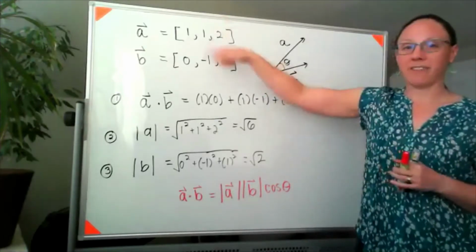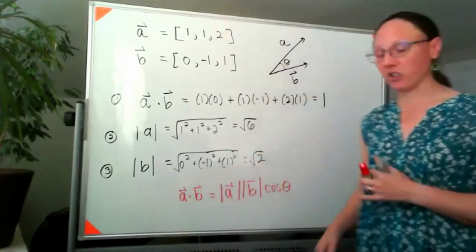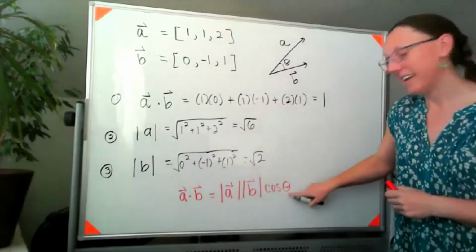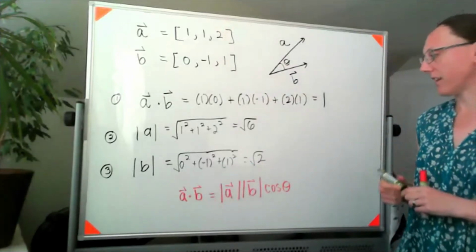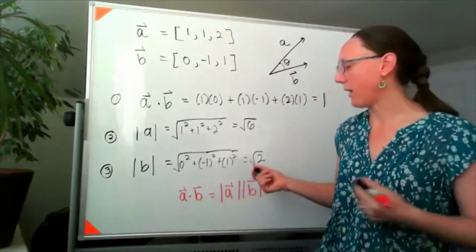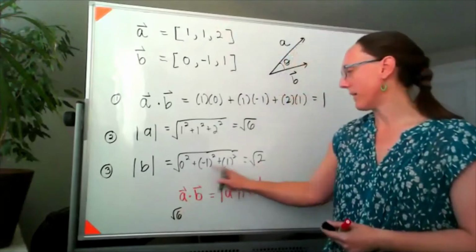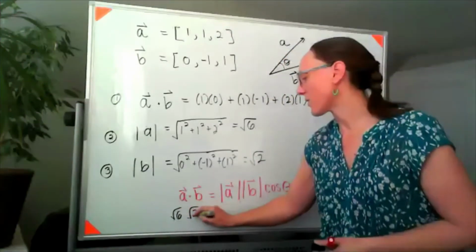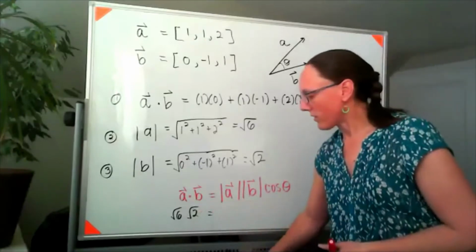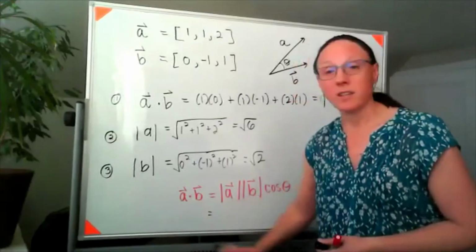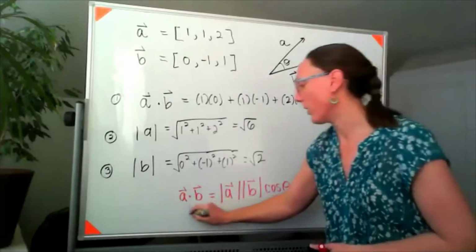So if I wanted to find the angle between A and B, I can use this equation and rearrange it until I get the theta by itself. So plugging stuff in here, my magnitude of A, or my length of A, was equal to the square root of 6. My length of B was equal to the square root of 2. Oh, I put that on the wrong side, didn't I? Sorry about that. Over here, we needed the dot product, and our dot product was 1.